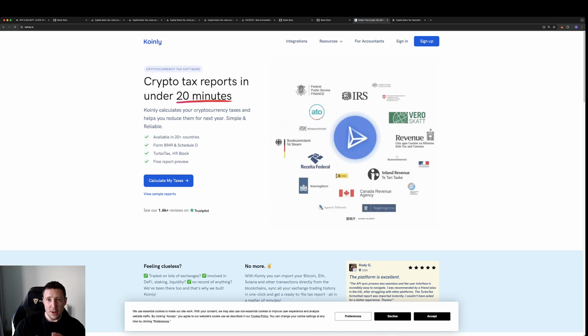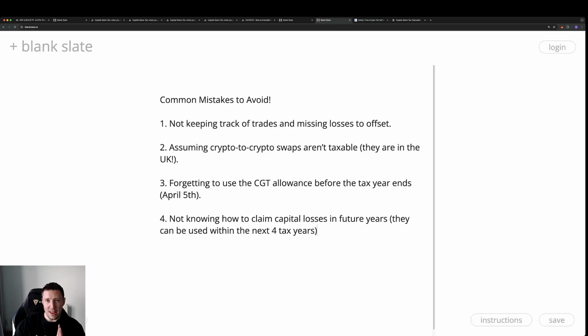Now, a couple of mistakes to avoid if you're going to try and attempt to use some tax loss harvesting. So first of all, not keeping track of your trades and missing the losses to offset. Again, Coinly is going to help out with that massively. Assuming crypto to crypto swaps aren't taxable, which they of course are. So any crypto to crypto transaction is taxable if you've made a profit. Forgetting to use the capital gains tax allowance before the tax year ends, of course, which is on April 5th.